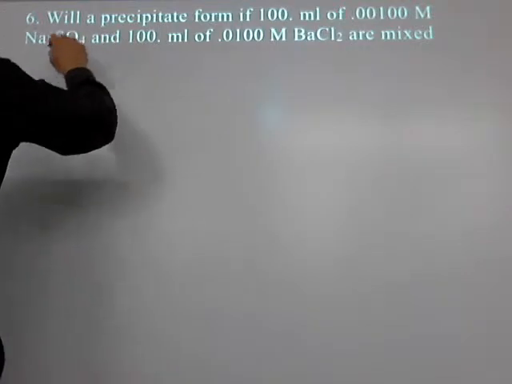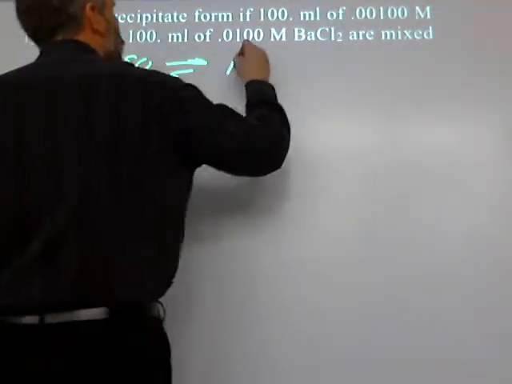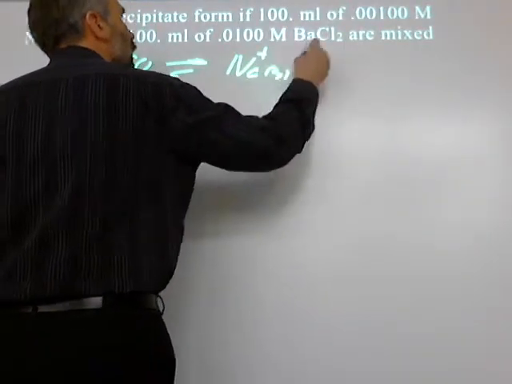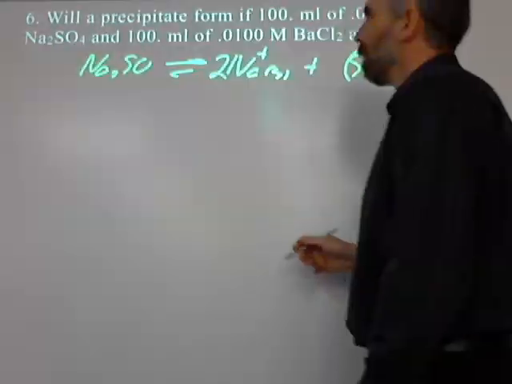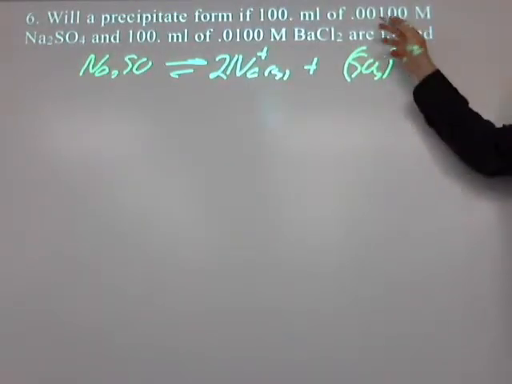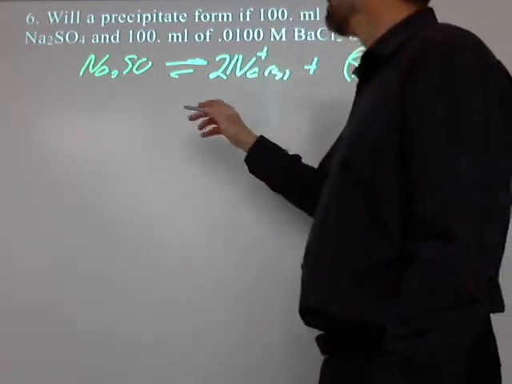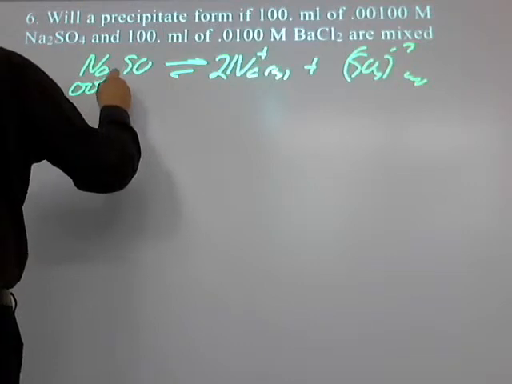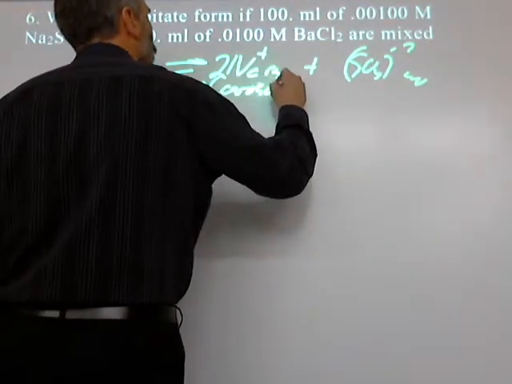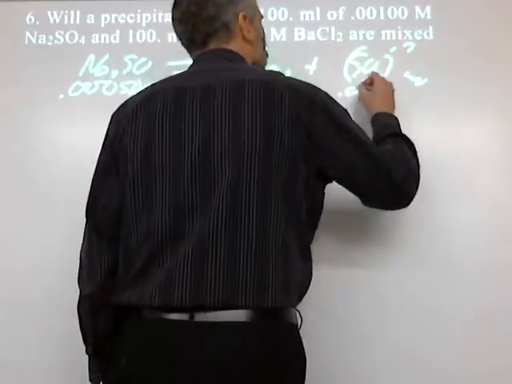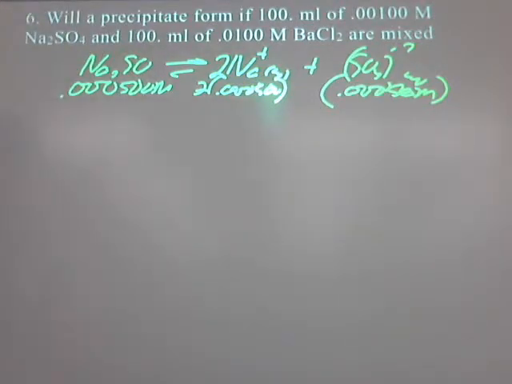I'm going to write the equation for sodium sulfate breaking up. It becomes sodium ions, aqueous, and sulfate ions, aqueous, 2 of them here. I know I have 0.001 molar added to 100 milliliters of something else. So it becomes 0.00050 molar, 2 times 0.00050, and 0.00050 molar. Okay? That's how they break up.